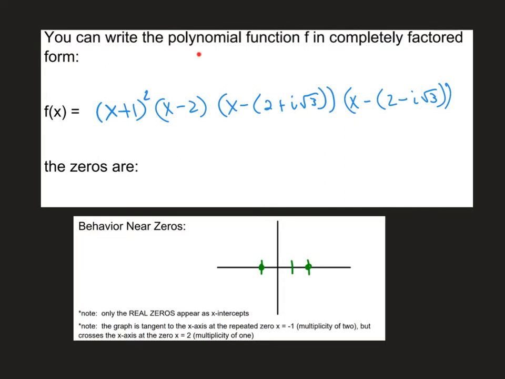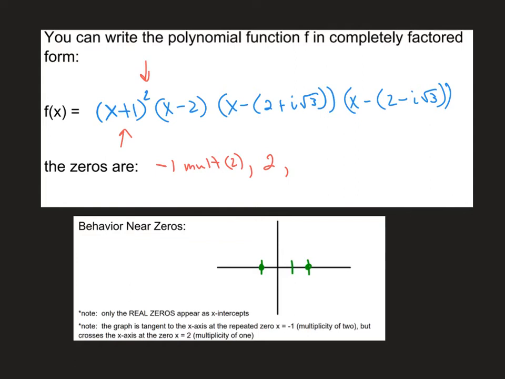So let's see how this all wrapped up. We're going to write the polynomial function in completely factored form. So here's the factored form. So where does the x plus 1 come from? Well, remember that we had a zero at negative 1 with a multiplicity of 2. And then we had a zero of 2 with a multiplicity of 1. So the zero at negative 1 turns into our factor of x plus 1, and a multiplicity of 2 is where we get the squared from. Then we have 2, so x minus 2 is the factor.